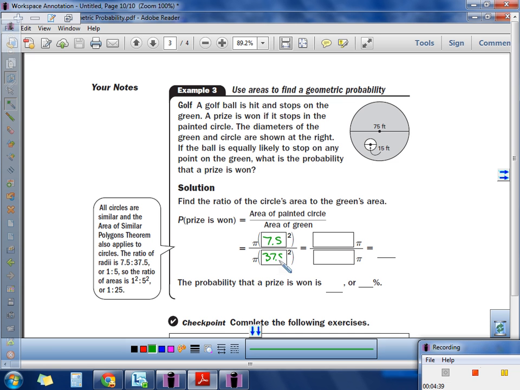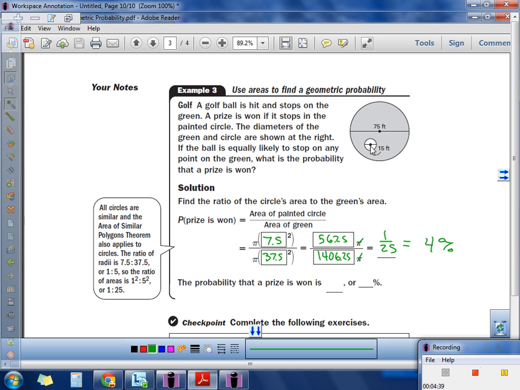When we find those areas, we get 56.25 and 1,406.25. Now notice, in this example, the pi is still there, so that hadn't been multiplied through. But what we've learned is that these pi's can simplify on ratios. And if you do 56.25 over 1,406.25, you get 1 over 25. So that actually simplifies to just 4%. It's a 4% chance that your ball is going to land on that little spot.